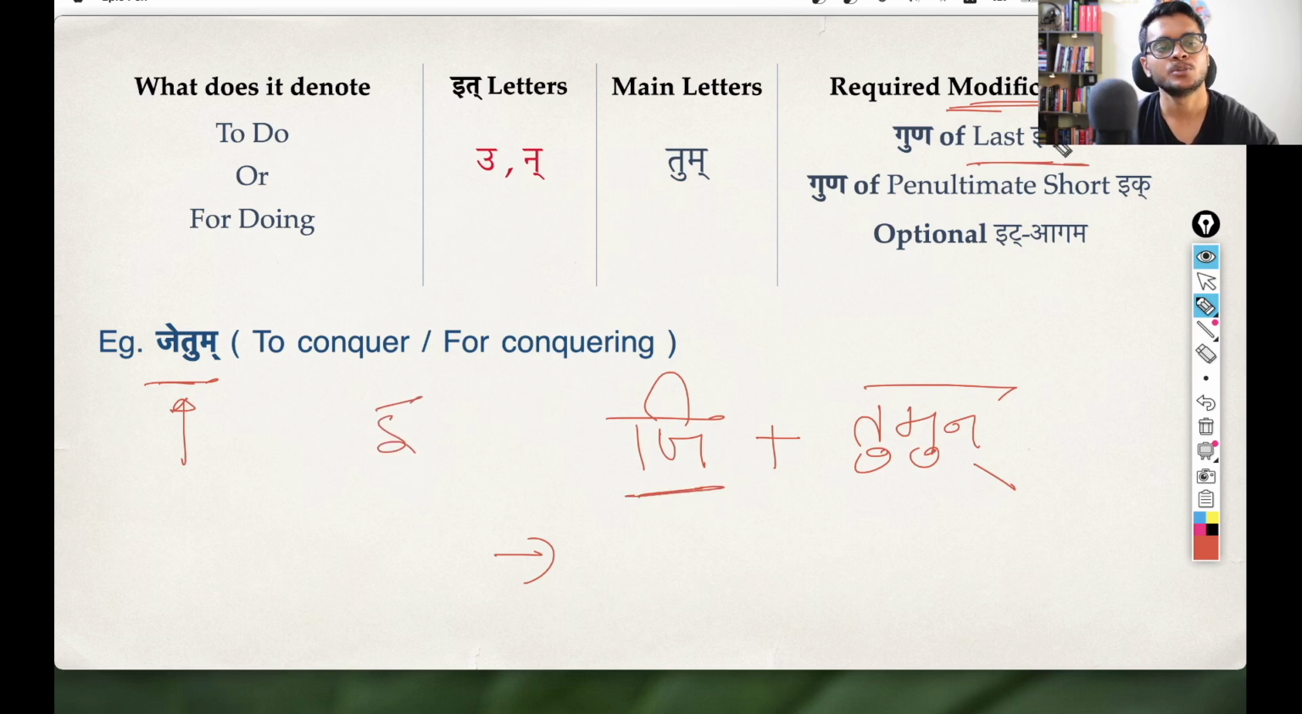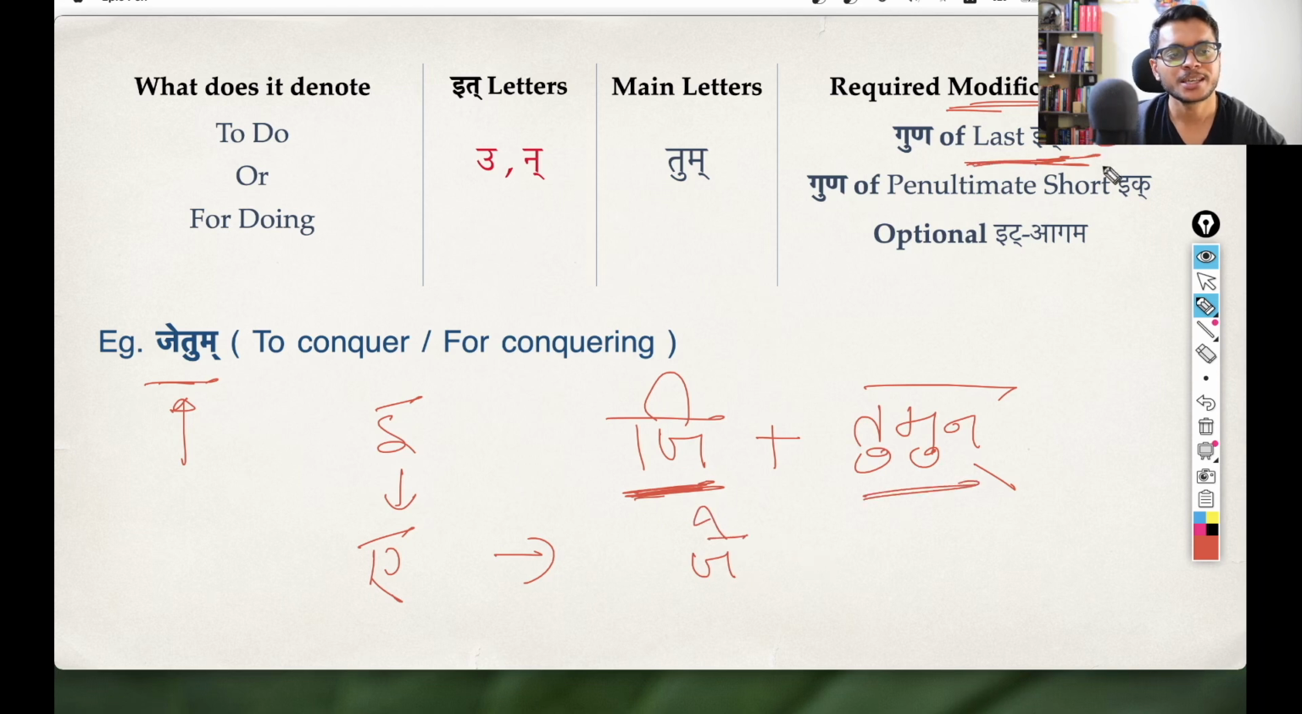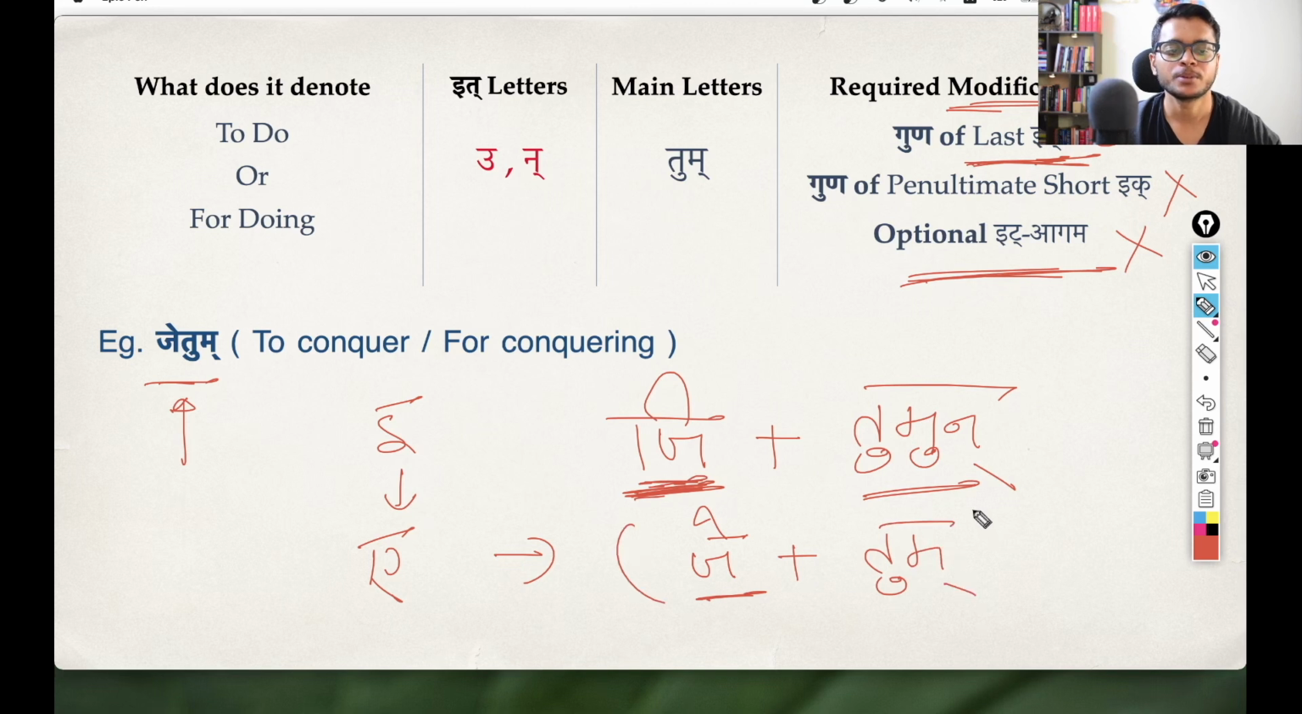And this i belongs to this ik pratyahara. So the guna will happen. The guna of i is e. So due to this, ji will modify into je. So this modification is taken care of. Then guna of the penultimate short ik is not possible, because our dhatu does not have any penultimate vowel. The optional it agama is also not possible, because this ji dhatu is also an anit dhatu. So we have this je, and then we have this tum, and we simply combine them together. We get this pada jetum, to conquer or for conquering. I hope this example is also clear.